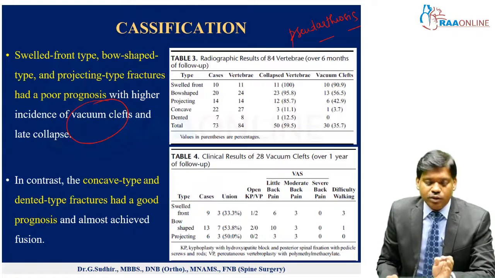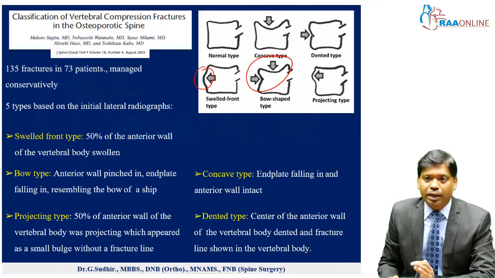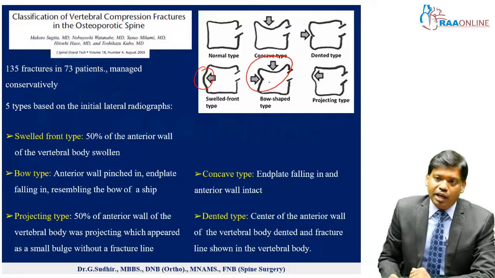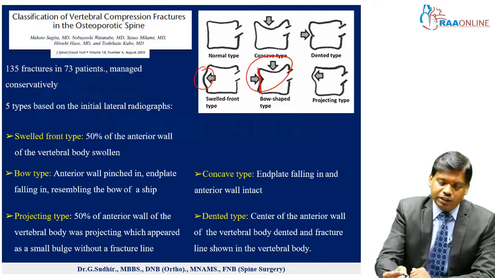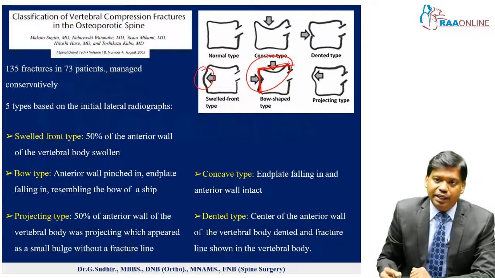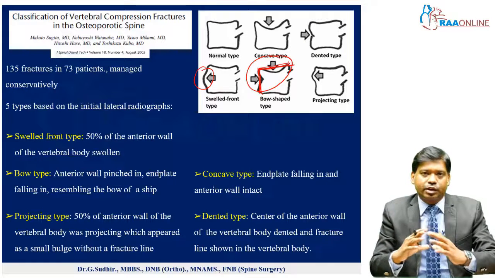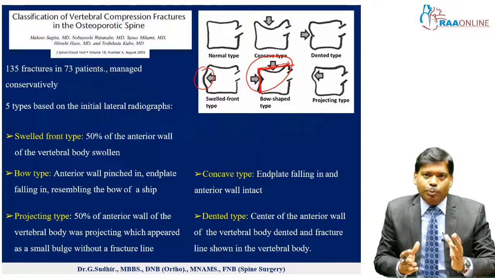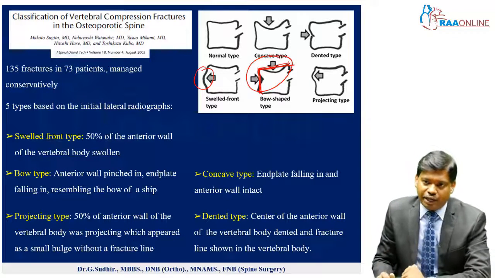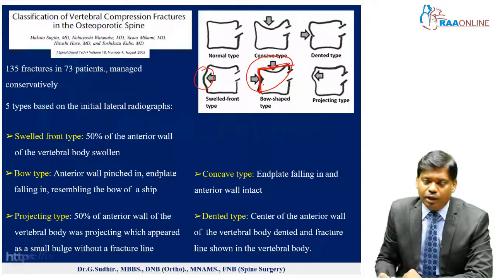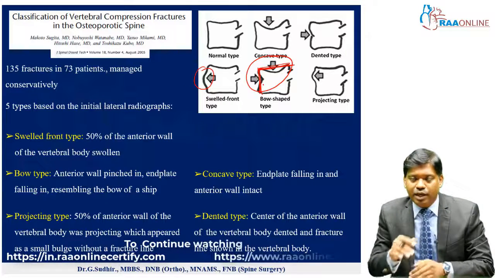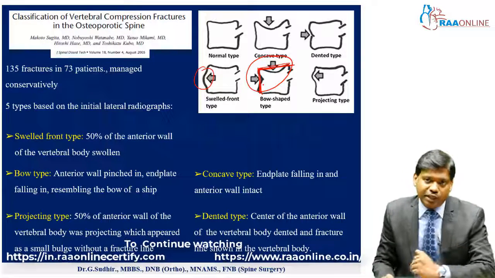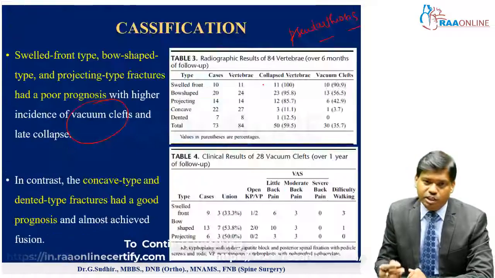Now why did the swelled front, bow type and projecting type have a bad prognosis? Basically, in the bow type fractures, they are like pillars. The anterior wall is involved and the superior end plate is involved. In osteoporosis, the vertebra is like an empty carton box. The bone mineral density is very low and it is supported by the anterior wall and the superior end plate. When the anterior wall and superior end plate, that is, one of the walls of the building and the roof, collapse, obviously the chances of collapse of the building are significantly high, and that is true even in these types of fractures.